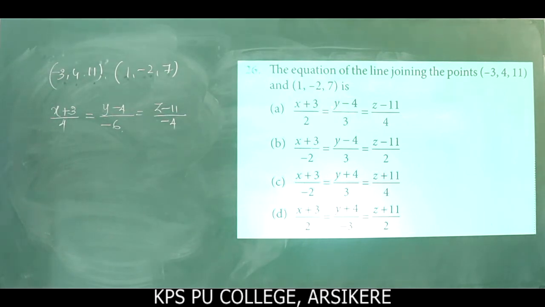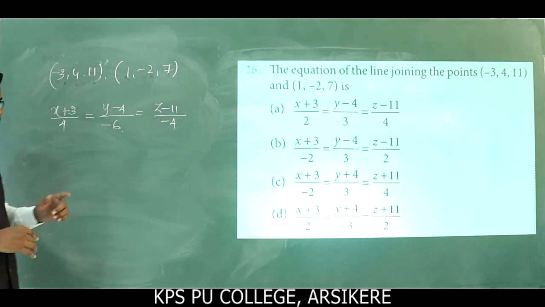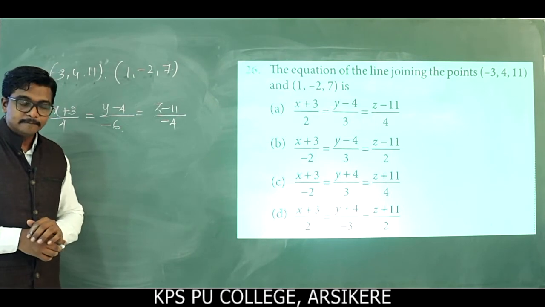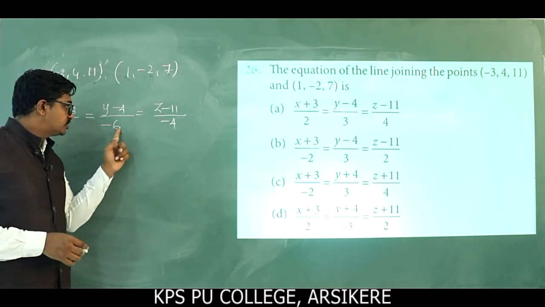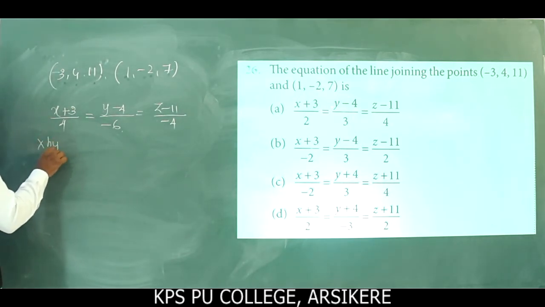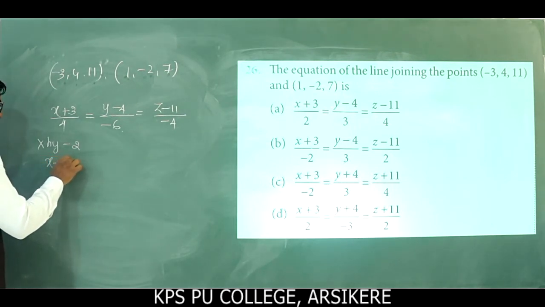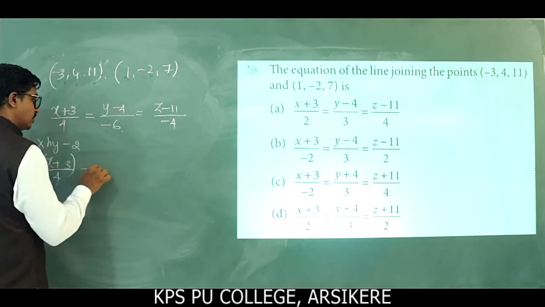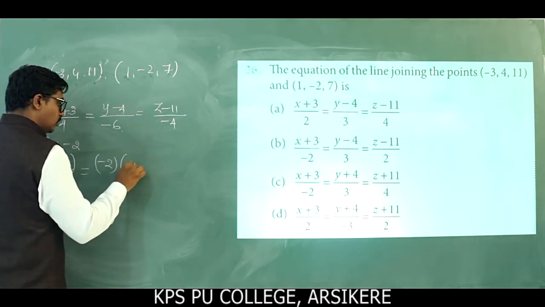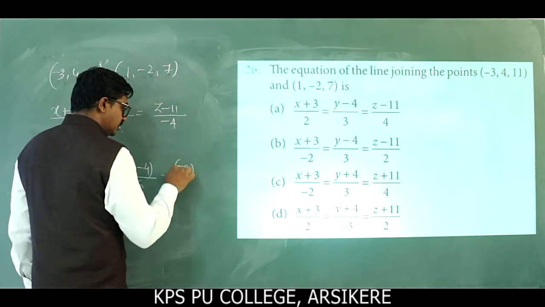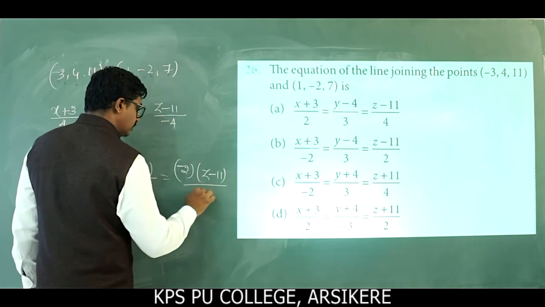Better to observe carefully here. In option B, the denominators are minus 2, 3 and 2. But here we have 4, minus 6 and minus 4. So for that purpose, multiply throughout by minus 2. That becomes (x + 3)/4 multiplied by minus 2, equal to (y - 4)/(-6) multiplied by minus 2, equal to (z - 11)/(-4) multiplied by minus 2.